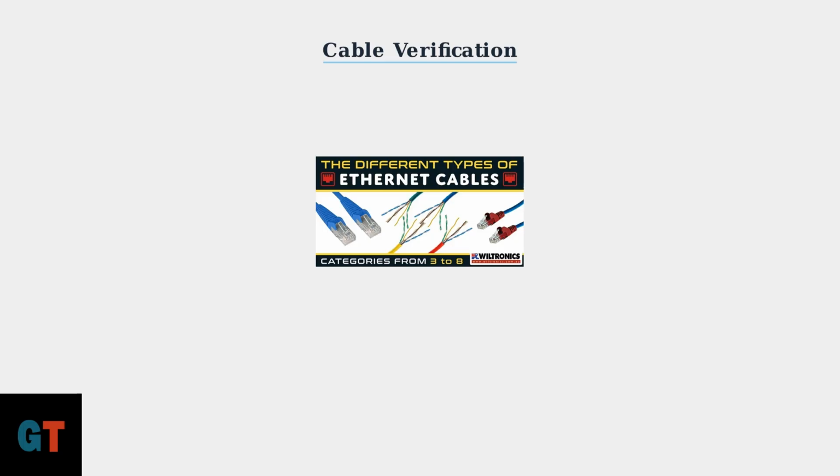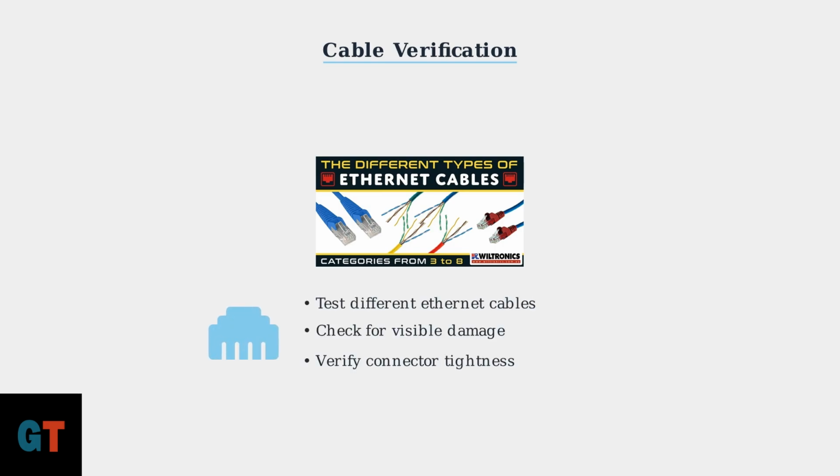Cable verification is crucial for identifying connection problems. Test with different Ethernet cables and check microfilters if you have an ADSL connection. Try different Ethernet cables to rule out cable faults. Look for visible damage like kinks, cuts, or loose connectors that could interrupt the signal.